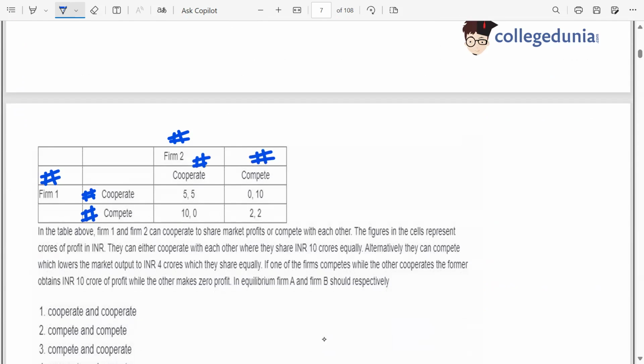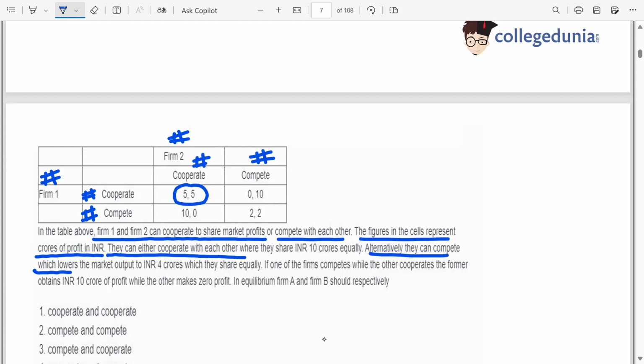In the table above, firms 1 and 2 can cooperate to share the market profits, or they compete with each other. The figures in the cells represent the crores of profits in INR, Indian rupees. They can either cooperate with each other, in which case they are going to share 10 crores equally. So both get 5-5. Alternatively, they can compete, which lowers the market output to 4 crores, which they share equally. So if they compete, they earn only 2-2.